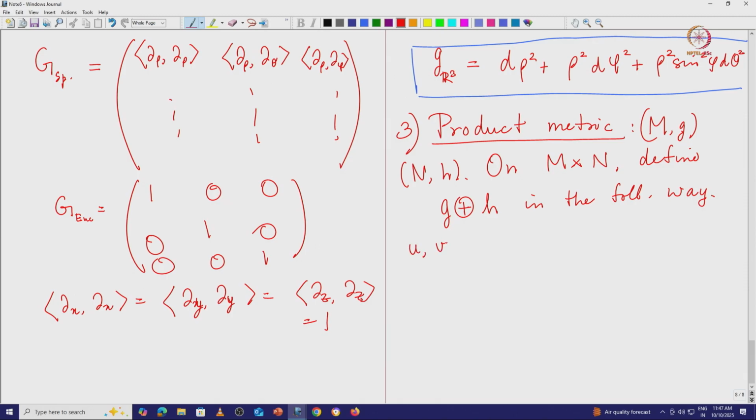So if you recall, the tangent space of the product at any point p comma q splits as the tangent space of M direct sum the tangent space of N, right?